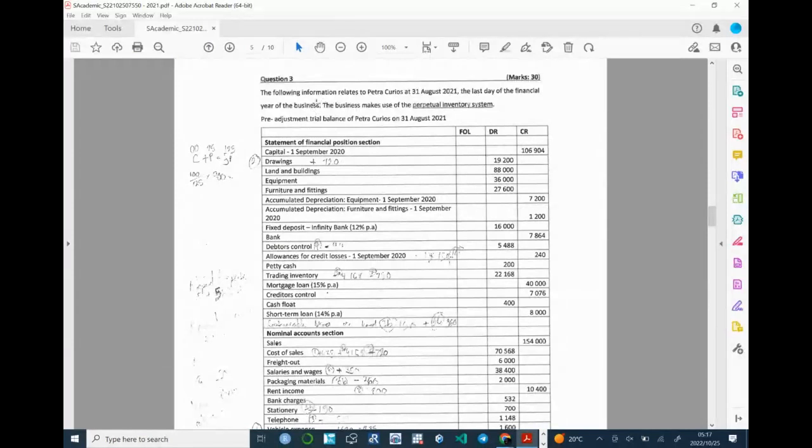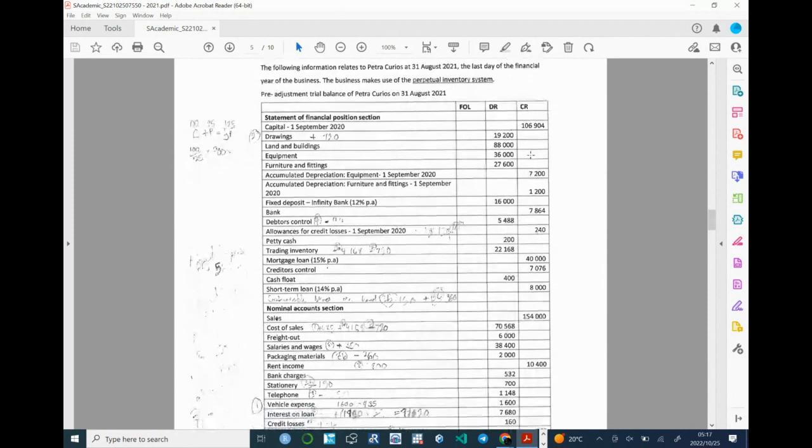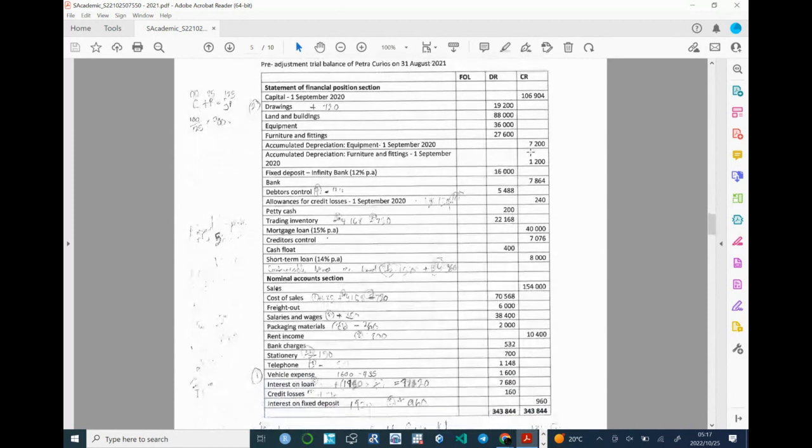Okay, so the following information relates, all right, to 31 August 2021, the last day of the financial year of the business. The business makes use of the perpetual inventory system. Okay, so we don't need to calculate cost of sales. All right, pre-adjustment trial balance on 31 August 2021. Okay, so there we have all our information.